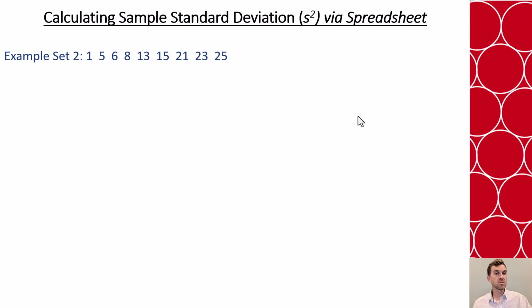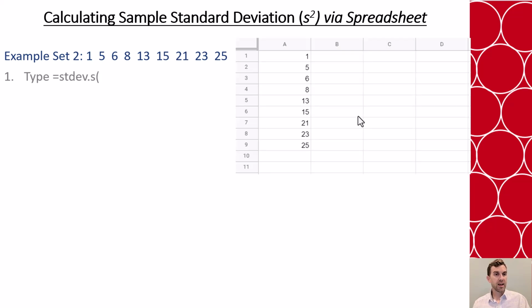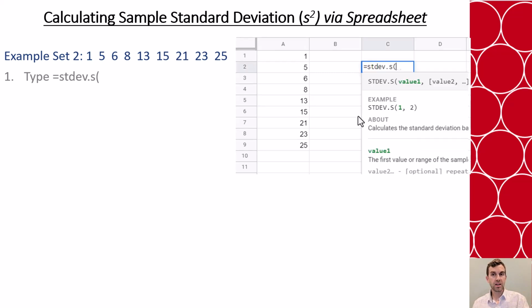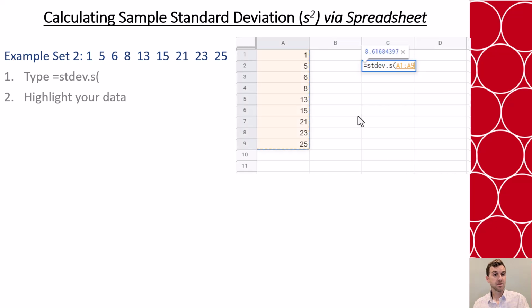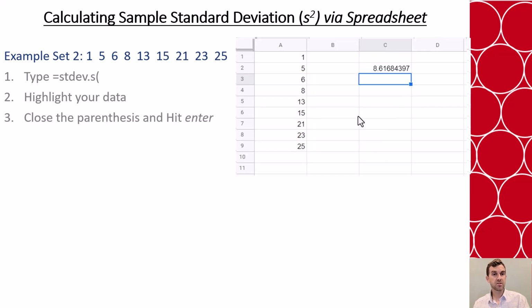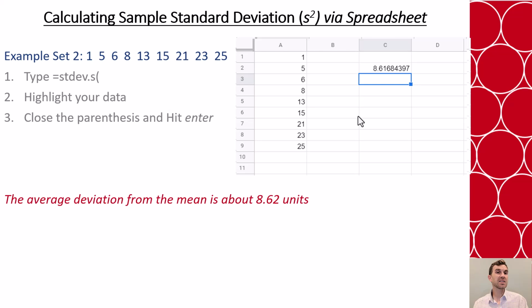If we wanted to use a spreadsheet program, let's take that second set. We just have to use the term stdev.s. Standard is abbreviated to st, deviation abbreviated to dev. So I have my data. I'm going to enter in an open cell equals stdev, and make sure it's the .s if it is a sample. I'm going to highlight my data, close my parenthesis and hit enter, and I can see here that my standard deviation is about 8.62 units. So whether I do it manually or with the spreadsheet, I'm getting the same values every time, and that's important to recognize.